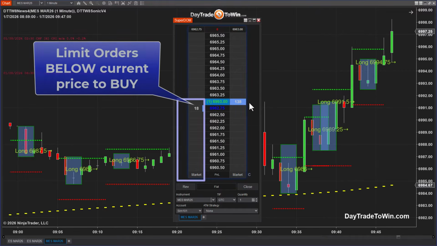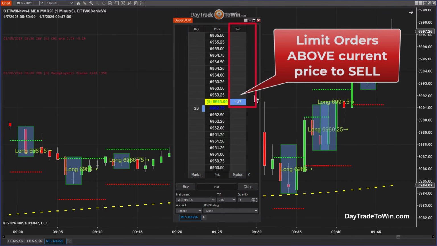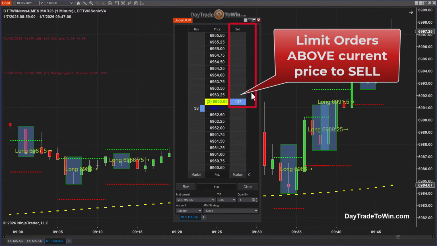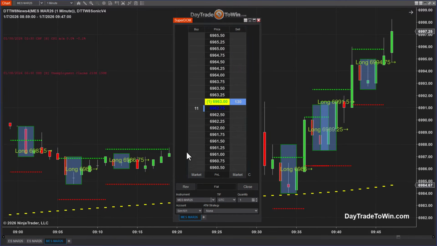The same thing with the sell. The sell order here is you're placing a trade above to be a seller, above the market. So remember, when you're placing a limit order on the sell side, it's always above the market. When you're buying on a limit, it's always below the market.